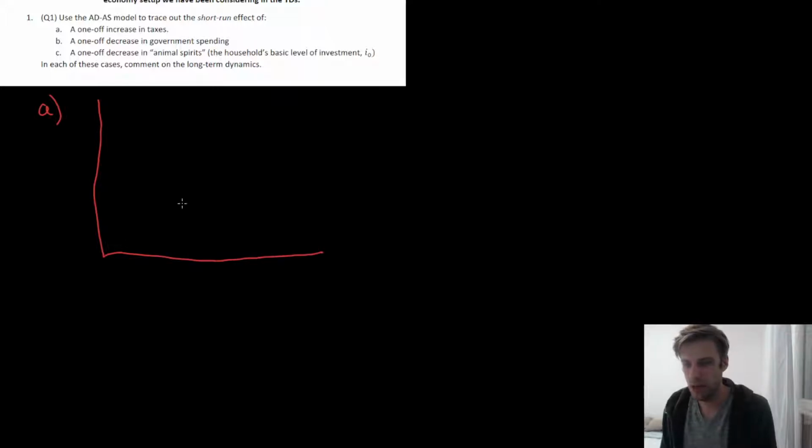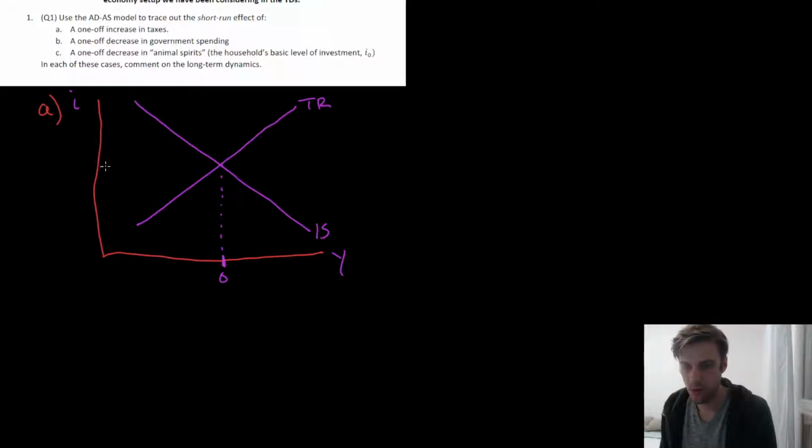Question 1 is going to ask us to model using AS-AD the effects of different changes to the economy. So part A. For the sake of absolute completeness, let's look at the full model, which will be two graphs, the IS-TR on top. So we'll have interest rates here, and we'll have the output gap here. So this will be the IS curve, and this will be the TR curve. And we're going to say that we're at 0 for the output gap. So we're at the long run equilibrium, and then we get some i0.